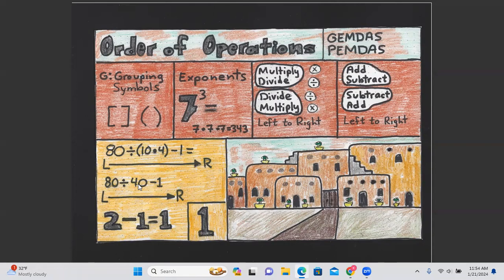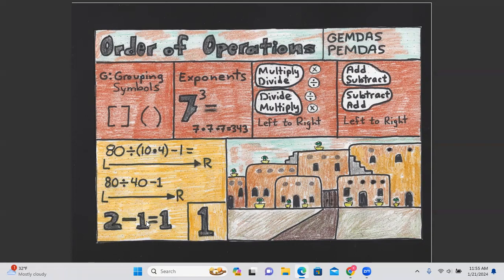And how do we get 40? Well, we did what was inside the parentheses first by multiplying 10 and 4 together to get 40. And let's go from left to right. And remember that division is more important than subtraction. And so we're going to divide 80 by 40. 80 divided by 40 will give us 2.